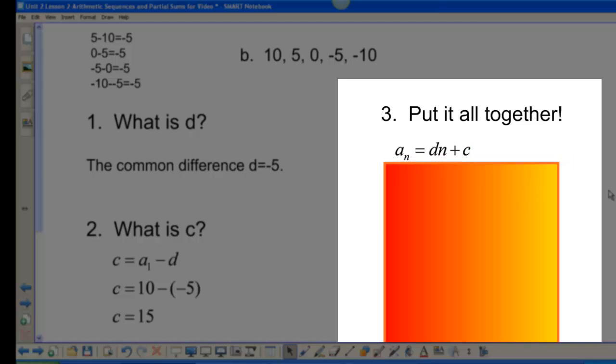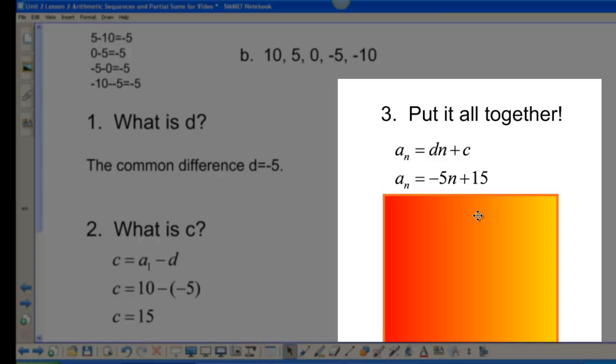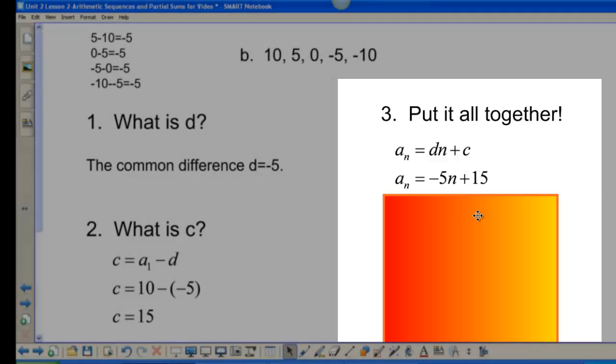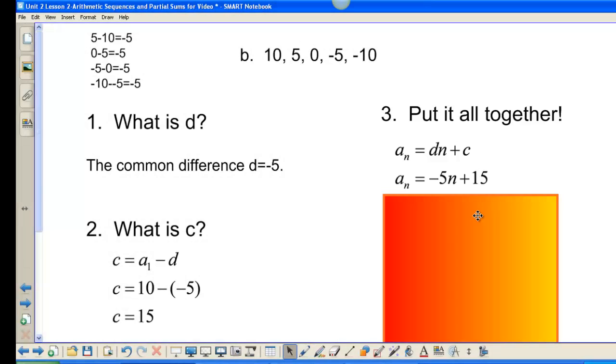If I use my a sub n equals dn plus c, and I substitute in -5 for my d and 15 for my c, I now have my formula a sub n equals -5n plus 15. Again, this is not a necessary part of the problem, but you can easily check your answer by seeing if your final answer matches up with the sequence that was given.